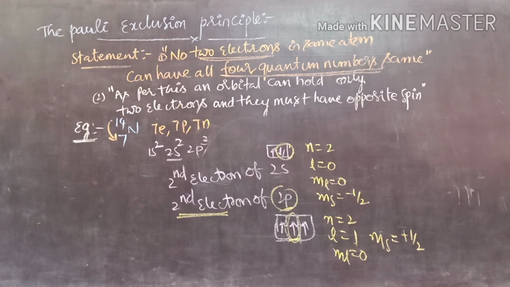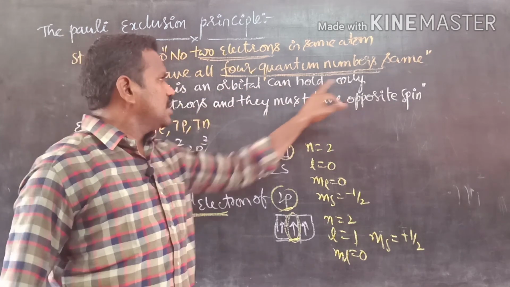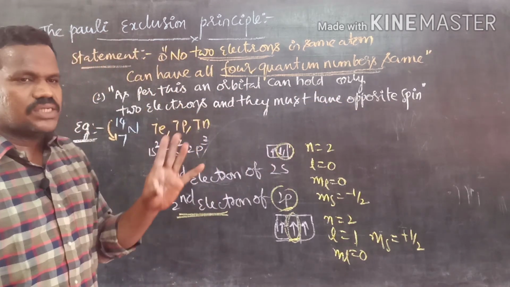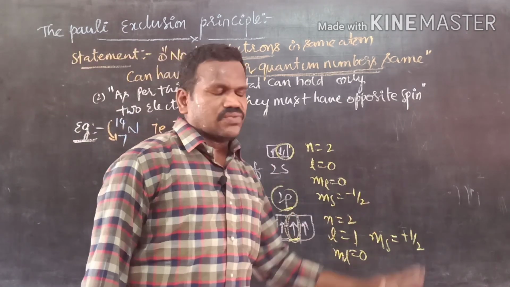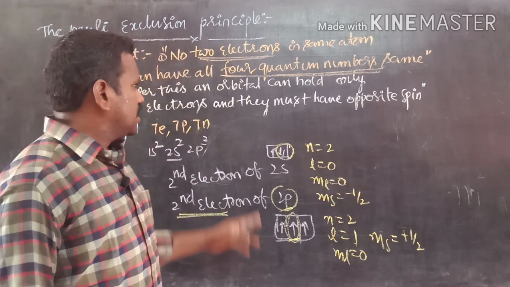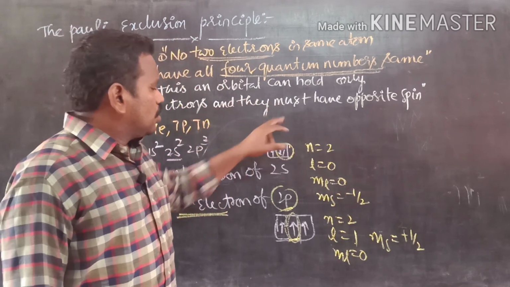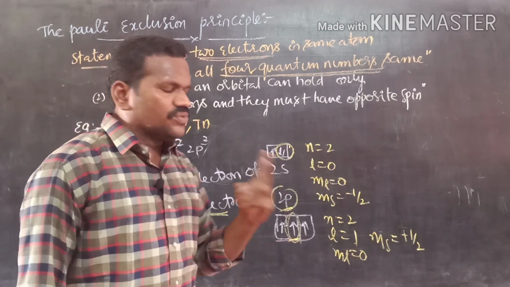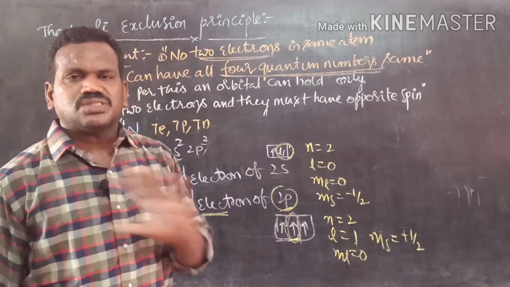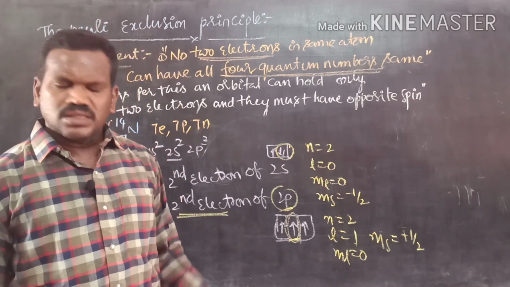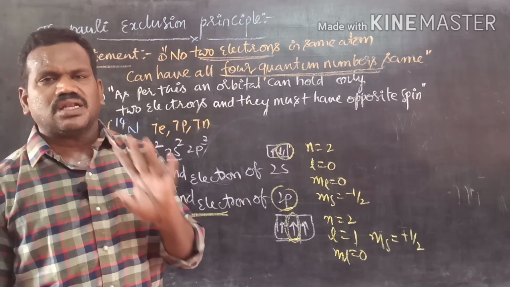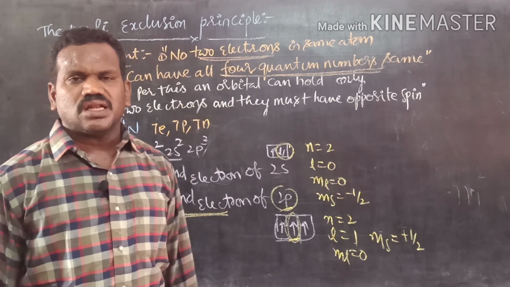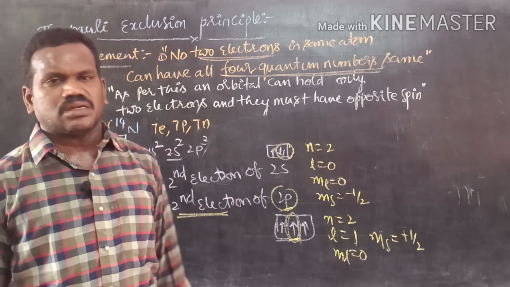As per this principle, an orbital can hold only 2 electrons. Why? Because one has positive spin and the other has opposite spin. Every orbital can accommodate only 2 electrons. There is no chance of a third electron. An orbital may have 0 electrons, or 1 electron, and the maximum is 2 electrons.